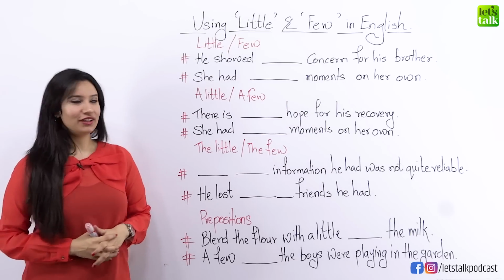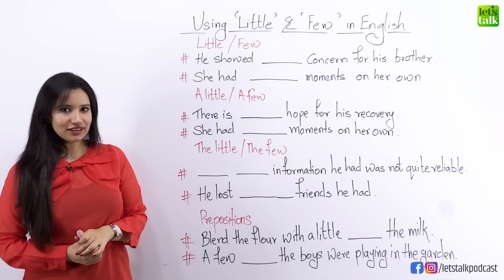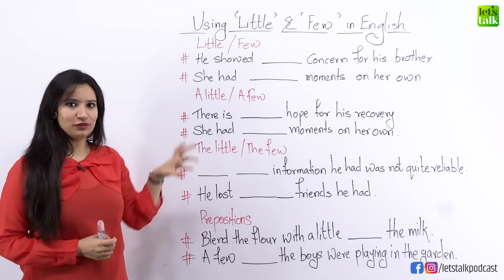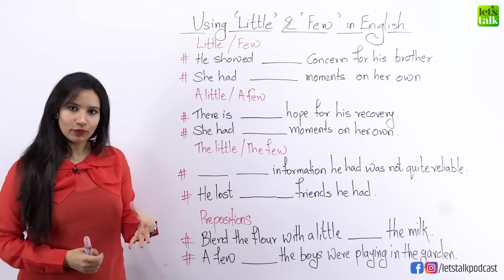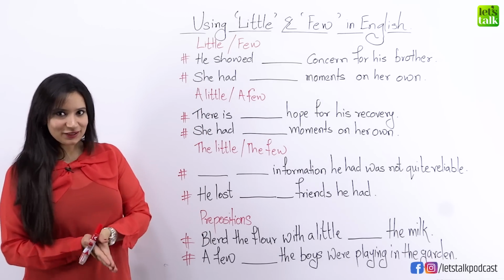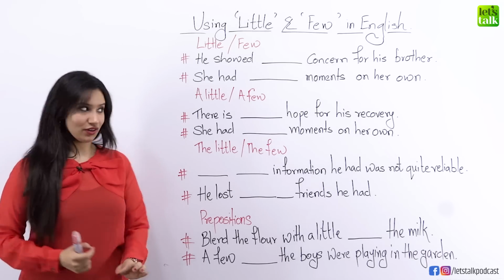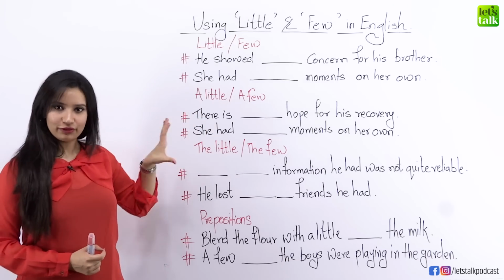In this lesson, we are looking at little, a little, and the little. Do you see that we use different articles with little and also with few? What do you think? Do they all have the same meaning? Well, if they did, we would not be doing this lesson. The reason that we are doing this lesson is because all of these have different meanings.